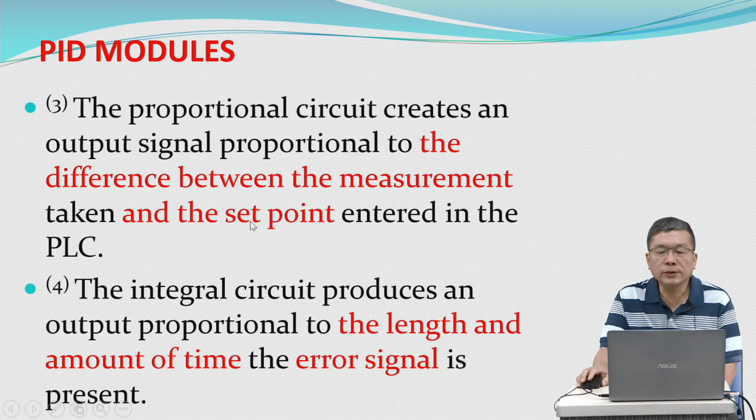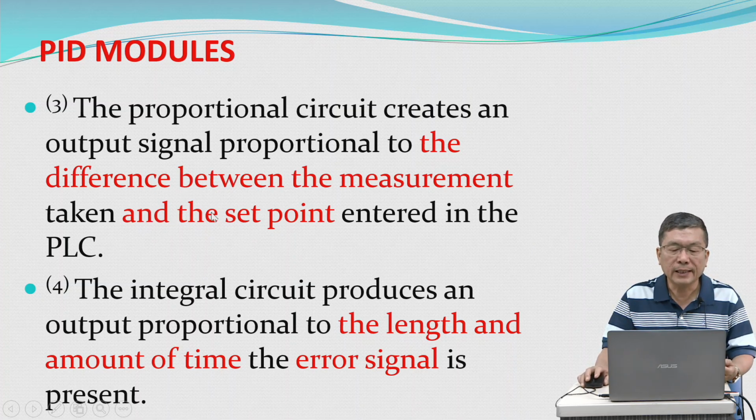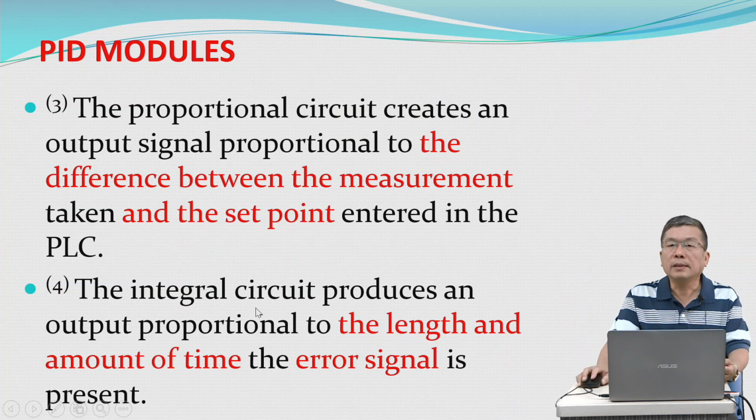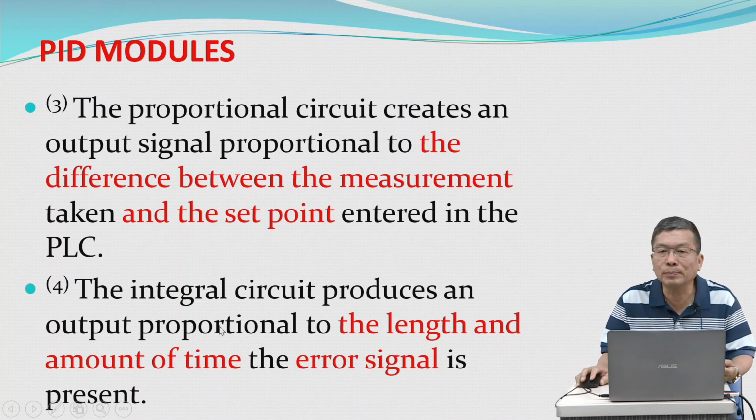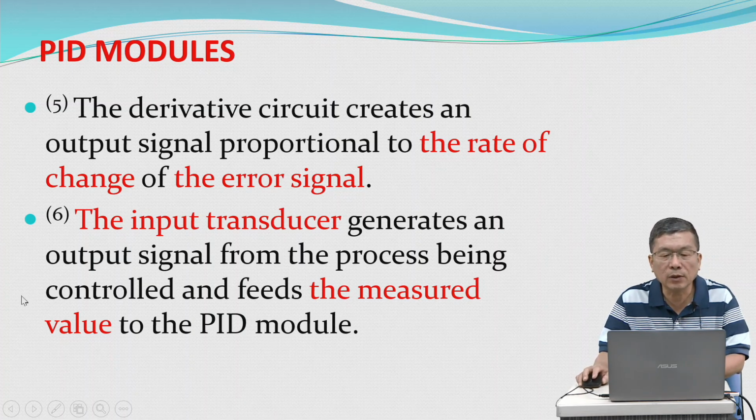The proportional circuit creates an output signal proportional to the difference between the measurement taken and the set point entered in the PLC. The integral circuit produces an output proportional to the length and amount of time the error signal is present. The derivative circuit creates an output signal proportional to the rate of change of the error signal.